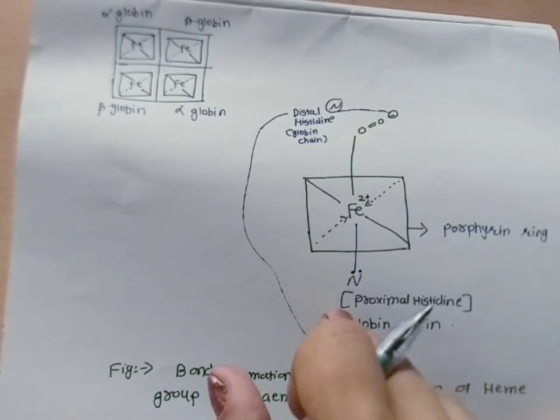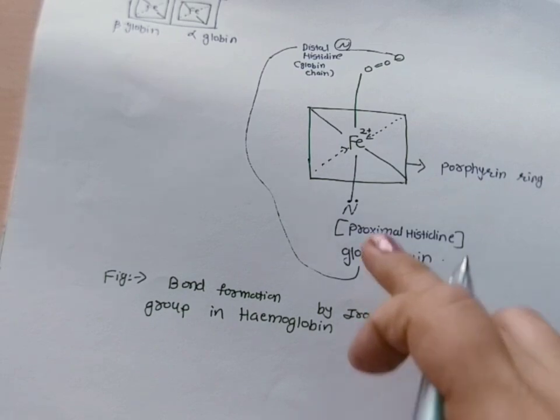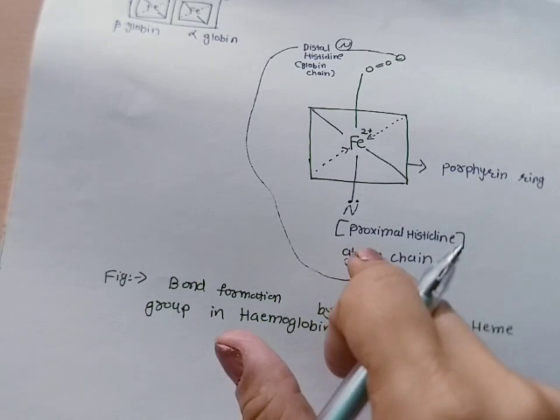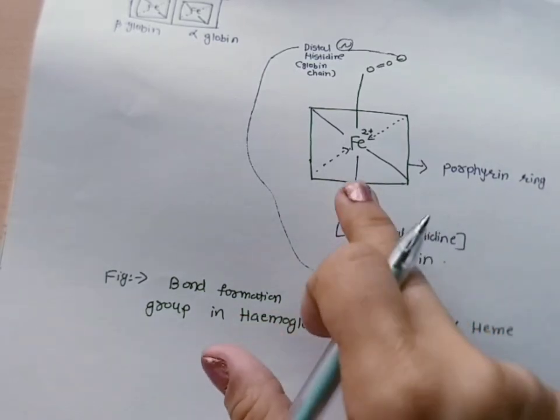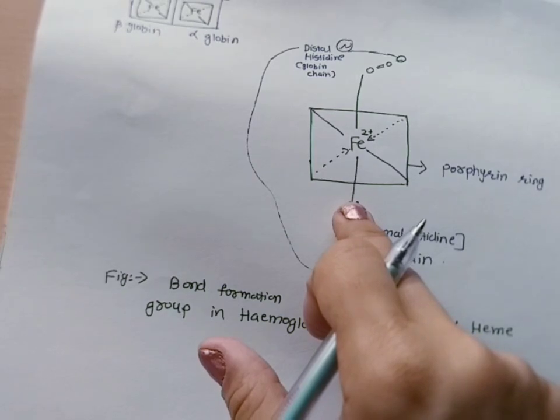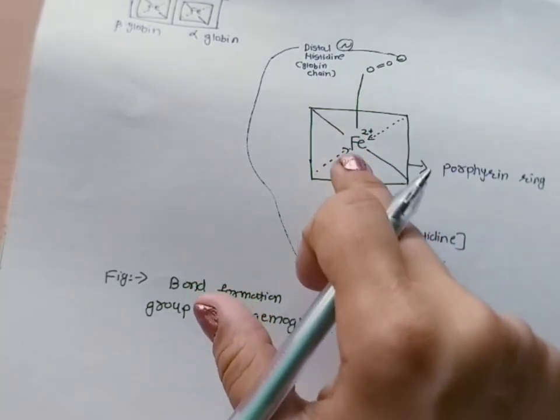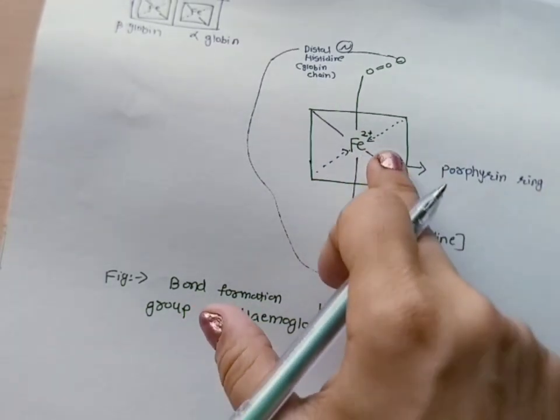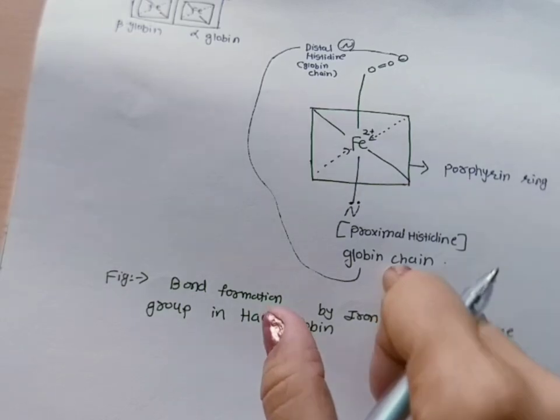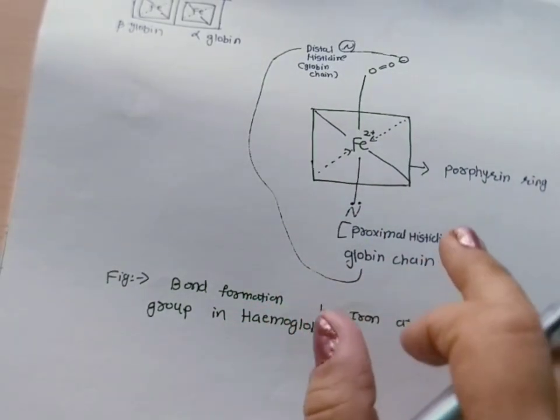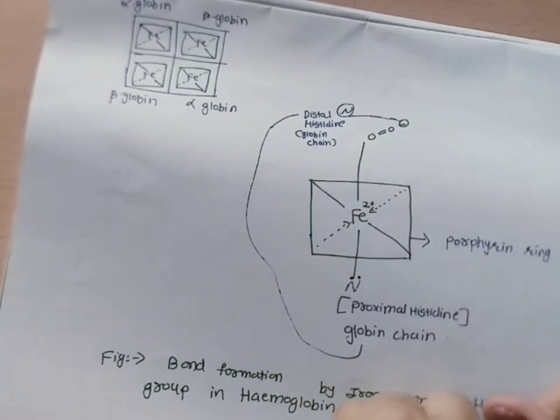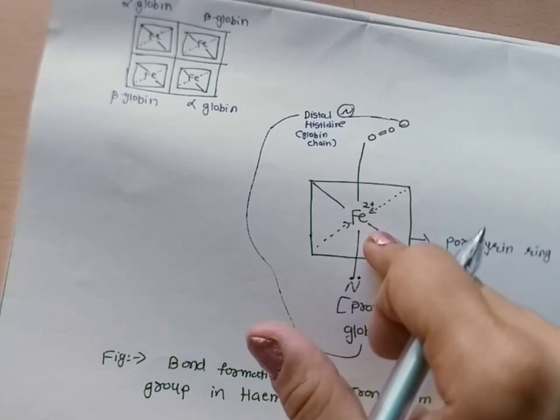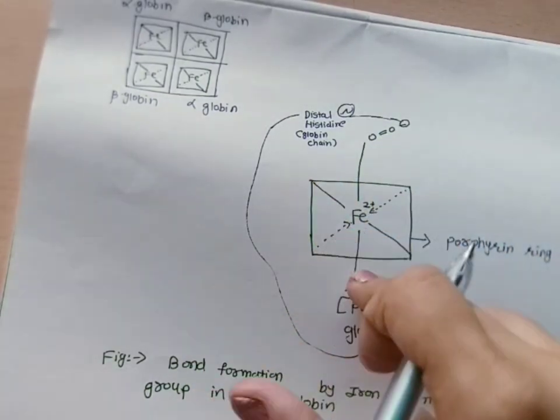Now we will discuss the fifth bond, with which this heme group will attach with the globin chain, and the bond will be formed between the proximal histidine of the globin chain, which has a nitrogen atom with a lone pair of electrons. So that fifth bond will be formed between the lone pair of electrons on the nitrogen atom and the iron atom. So that is how the heme group will attach with the globin chain. So the fifth bond is formed here. The sixth bond will be formed between the iron and the oxygen. Diatomic oxygen will bind with the iron atom. So that is how a total of 6 bonds will be formed.